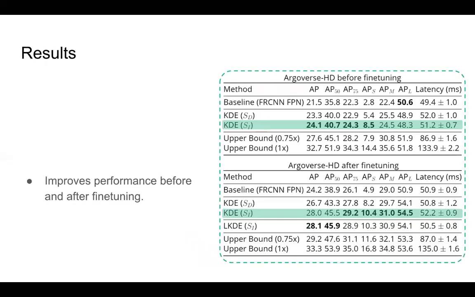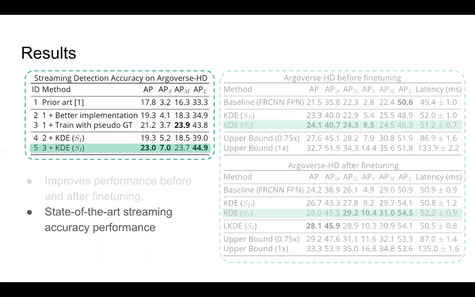Our method improves the performance of Faster R-CNN on the Argoverse-HD dataset at 0.5x resolution, both before and after fine-tuning. This increase in accuracy comes at the minimal cost of about 2 milliseconds of additional latency, suggesting that we've achieved a new optimum on the latency-accuracy frontier. This is confirmed by our state-of-the-art performance on the streaming accuracy metric.